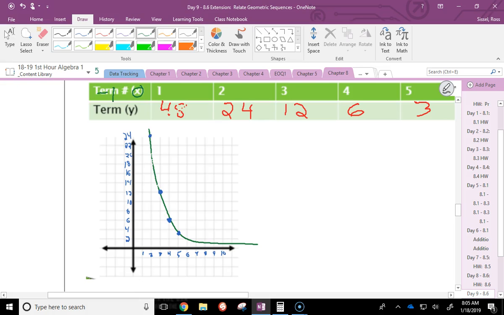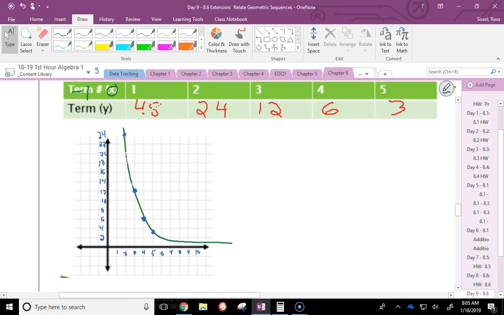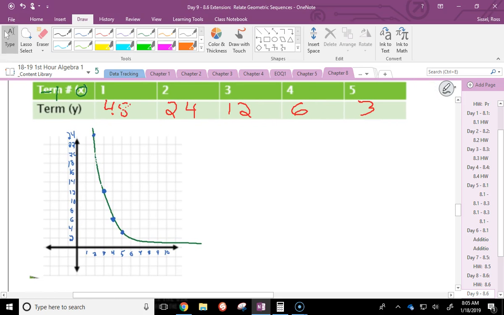We could write an equation out of this. I know it doesn't ask you to. I get what you graphed, but I don't know how to make an equation. So you can do that. So let's do the equation. Let's try the equation real quick. First, we know the equation is going to be y equals.